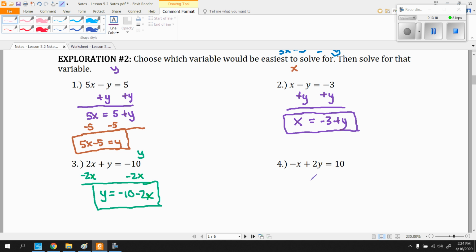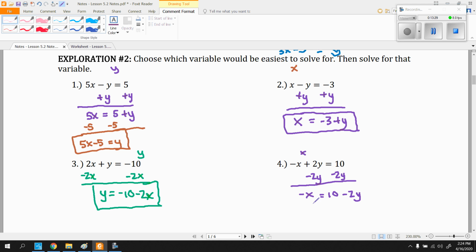Let's do it this way. Let's get rid of the 2y. So I'm going to choose to isolate the x, get the x by itself. So minus a 2y from both sides. -x equals 10 minus 2y. And it's not by itself yet.